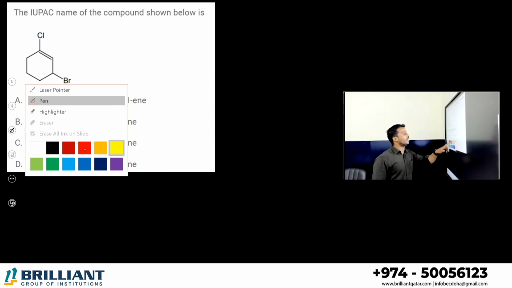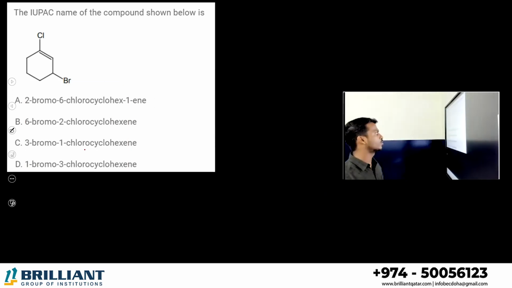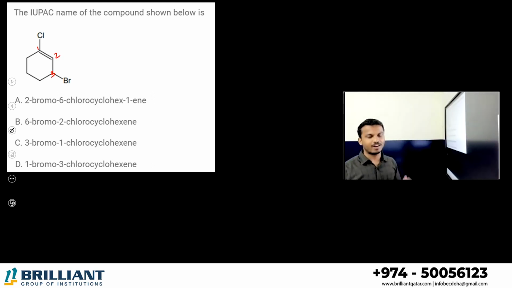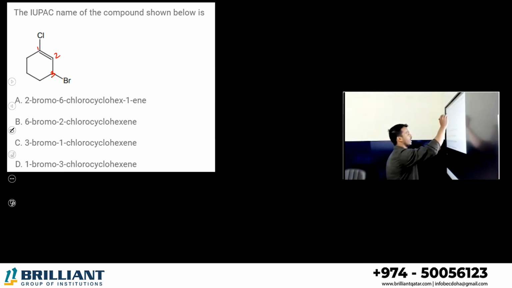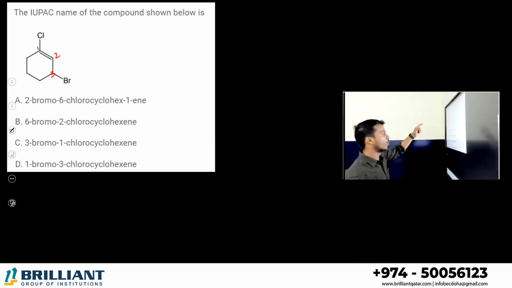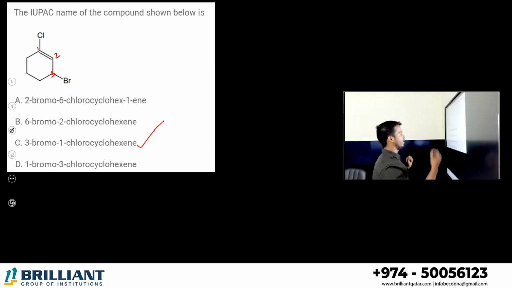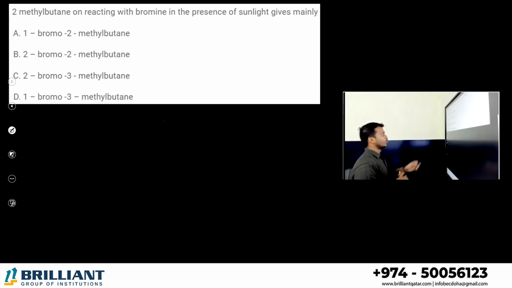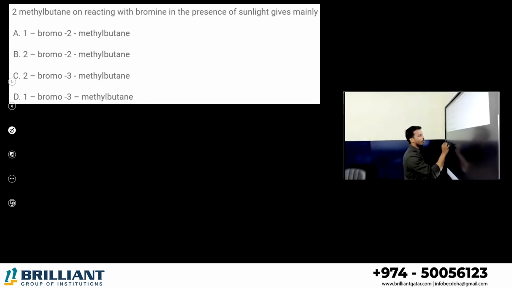What is the IUPAC name of the given compound? Very simple question. Halogens are there, bromine and chlorine, but the major functional group here is the double bond. The double bond should get the least number, and the chlorine and bromine should also get the least numbers. So I think this numbering is better, right? 1, 2, 3. Bromine is there, chlorine is there. In alphabetical order, B is first. So what we can say? 3-bromo-1-chlorocyclohexene. Option C is the answer. Okay. 2-methylbutane. What is the compound?